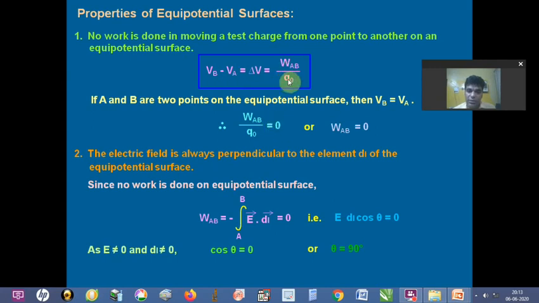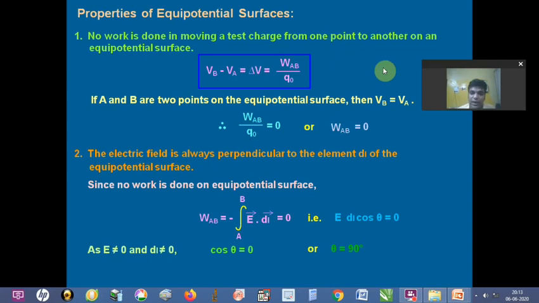That means WAB by q naught is equal to 0. As we know, this q naught, the test charge, can never be 0. That means the work done in moving from point A to B will be 0. So we have derived that no work is done in moving a test charge from one point to another on an equipotential surface. Then next we come to the property that the electrical field is always perpendicular to the element dl.